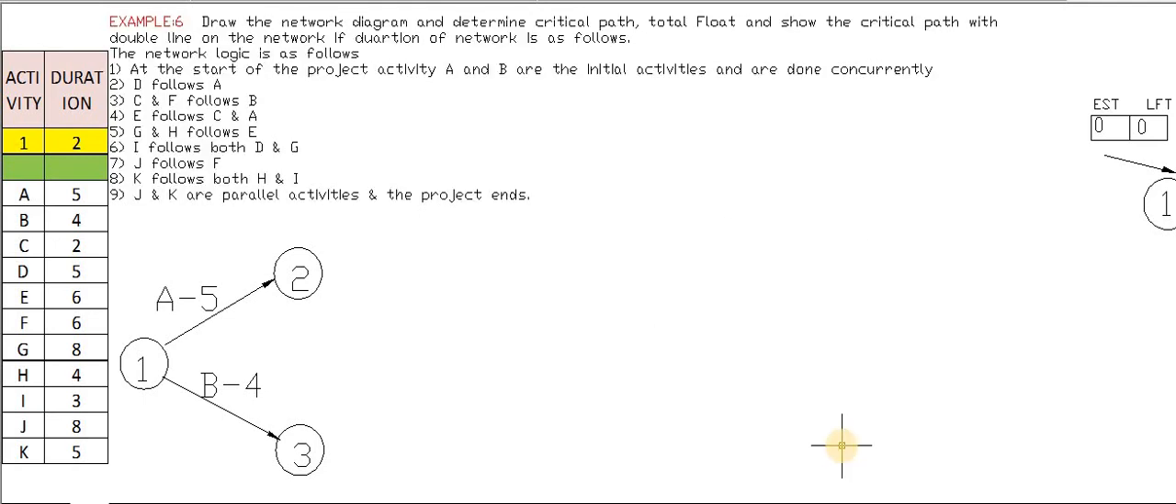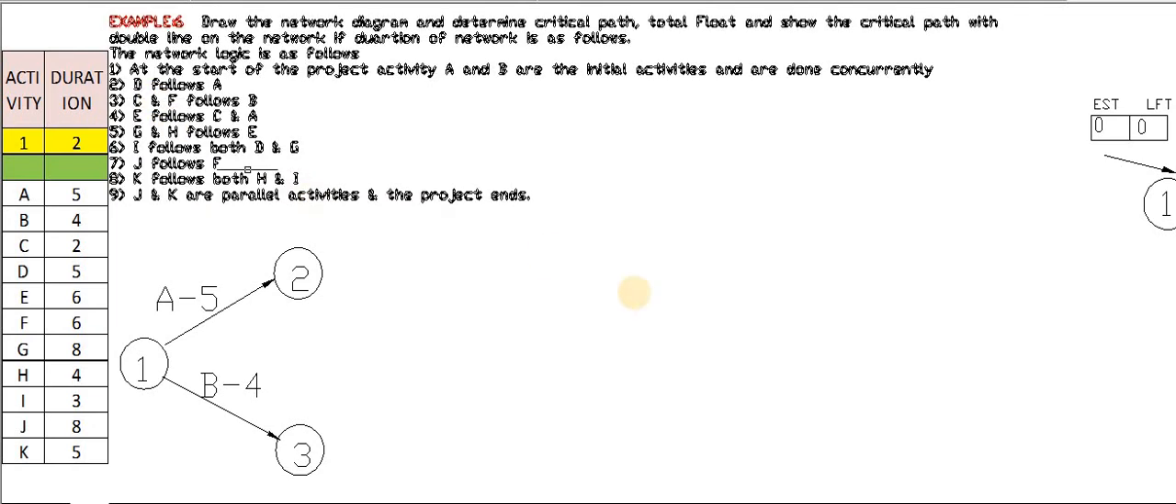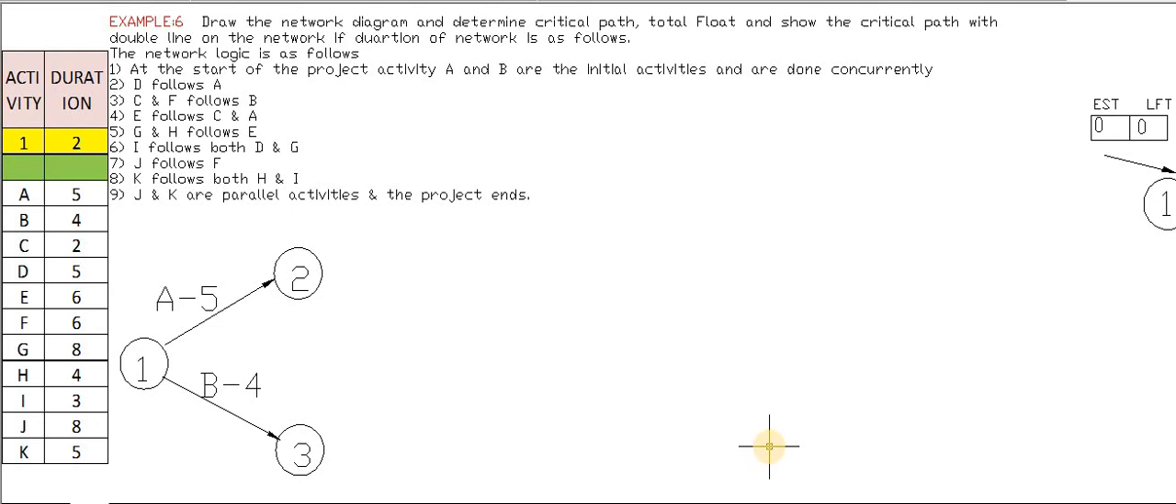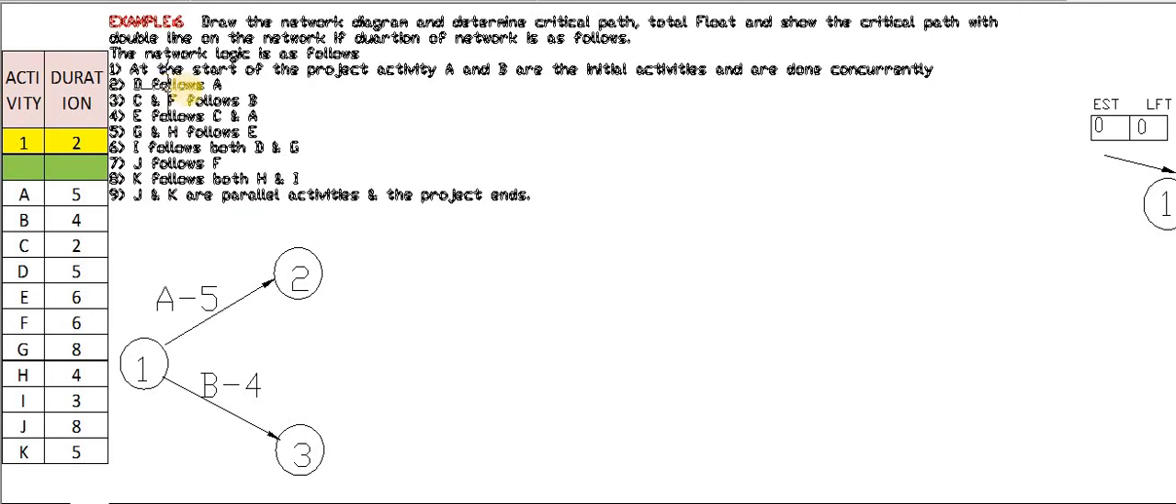What is the second sentence? Serial number 2 is D follows A. That means only after completion of A, D will be started. That means D starts at the point where A is completed. So D follows A.